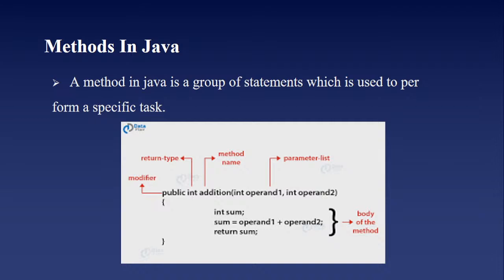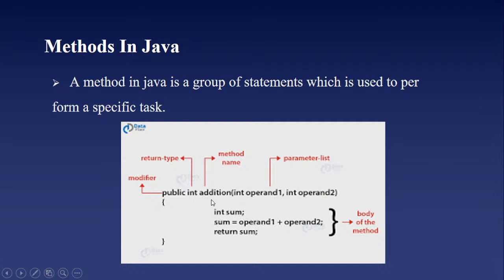A method is nothing but a set of statements. It is used to perform some specific task. That is the main use of methods in Java. For example, this is the name of the method. This is the corresponding syntax for creating a method. I have to give the corresponding access modifier, the return type, and the name of the method.